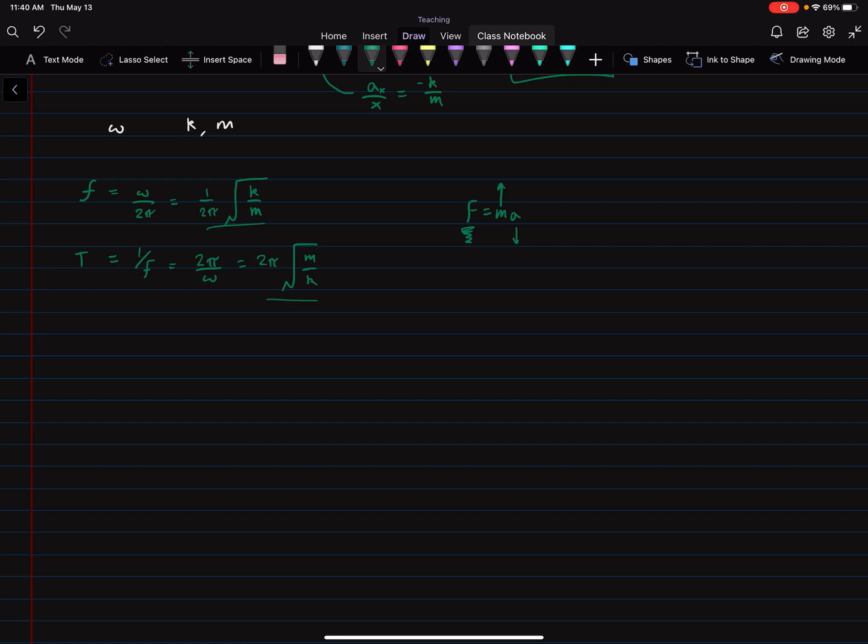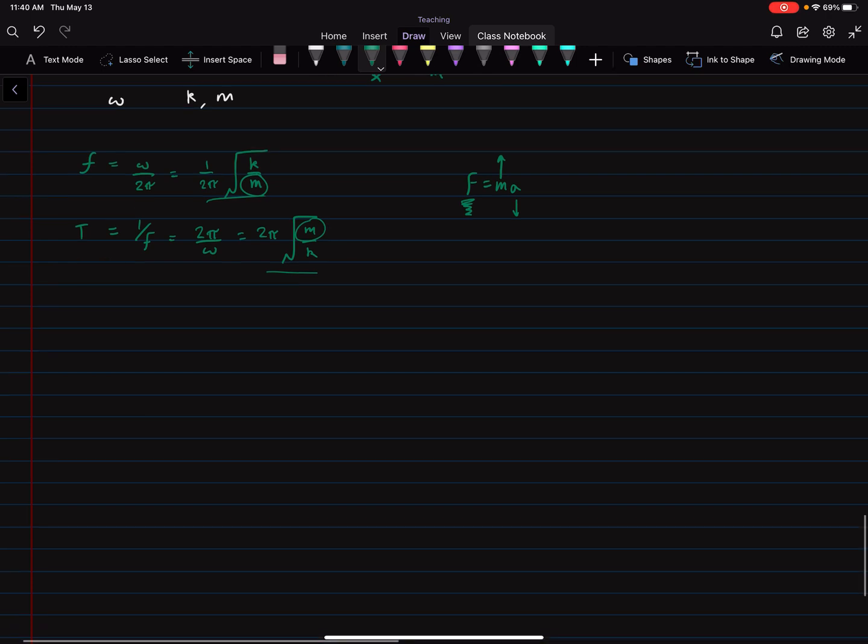So does it? A larger mass here will produce, since it's in the numerator, a larger T. And a smaller f, well, it's in the denominator there. So if you blow up m, then frequency goes down. So that checks out. That makes sense.